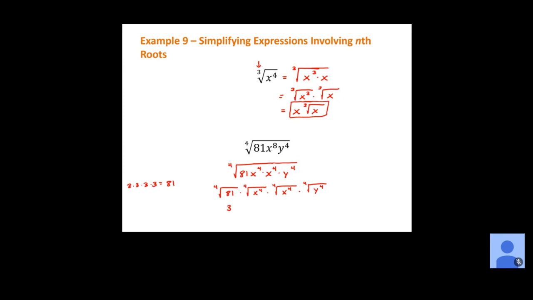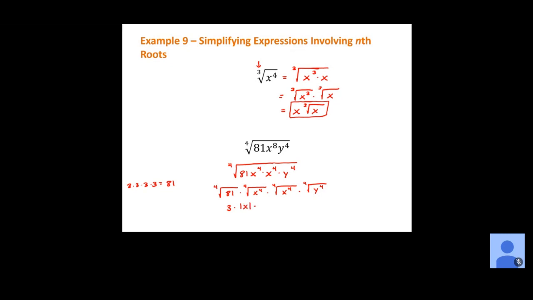What's the fourth root of x to the fourth going to give us? Okay, it is x. Now, in this case, remember, because it's an even root, what else do we have to put on it? Has to be the absolute value. Good. So this is going to be 3 times the absolute value of x.